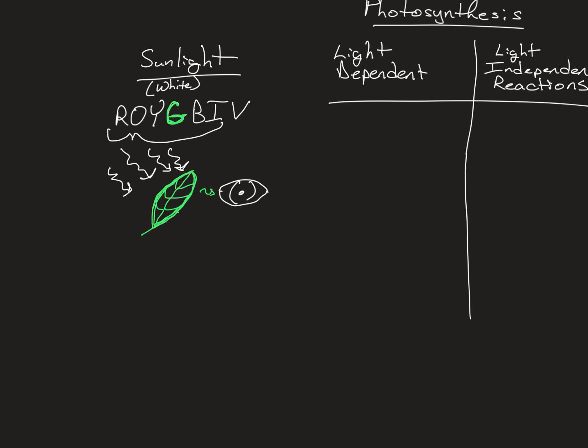What's happening in the fall? Why are the leaves changing colors? Why do we call it fall? Because the leaves fall. They die. They're dying, and the chloroplasts start to break down.